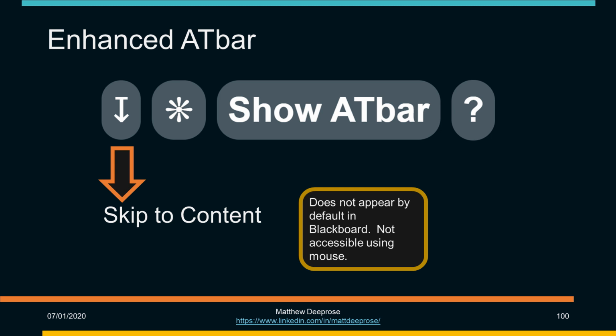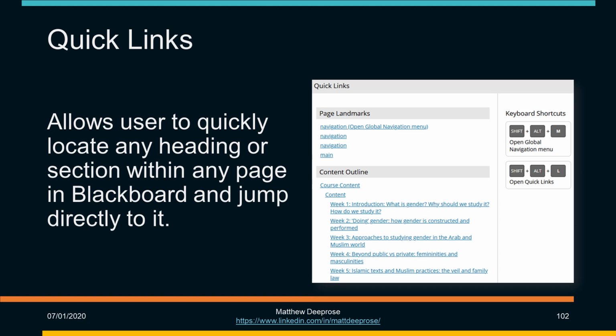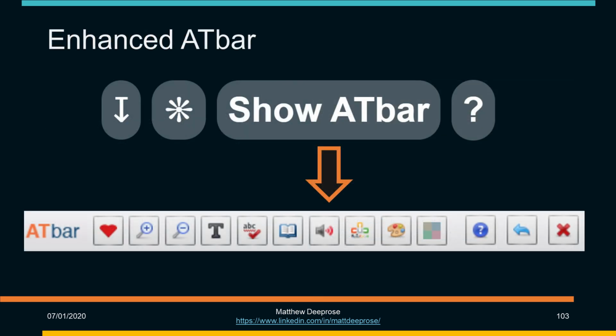And when you're using the keyboard navigation, it's really helpful to be able to go straight into the content. Likewise, quick links, you might recognize that chain or link icon in Blackboard's top left corner. I actually started on looking at trying to make that icon a bit more coherent with the style that we were using in Blackboard, which is how I ended up putting this into an enhanced AT bar. When you open quick links, it sets up a section of page landmarks and headings, which will make keyboard navigation much faster. Also, the AT bar, that is unchanged from before, it's still the same AT bar.